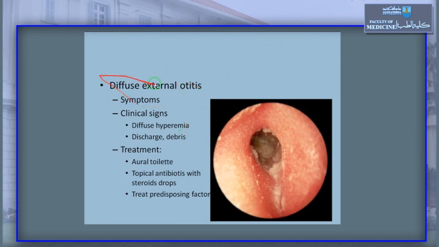The other type of external otitis is the diffuse external otitis. As we see here in the picture, it's diffuse inflammation of the canal skin. This can involve both parts of the canal, the outer part and the inner part. The patient here complains of pain. However, the pain is not severe as in the localized type, so he is complaining of discomfort or soreness or burning sensation. And when we examine, we find diffuse hyperemia of the external auditory canal.